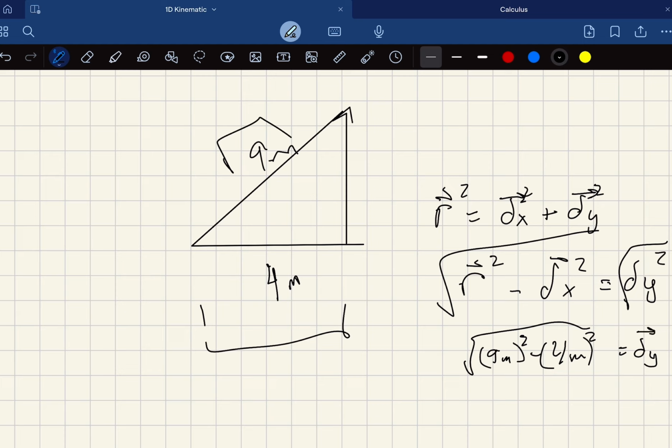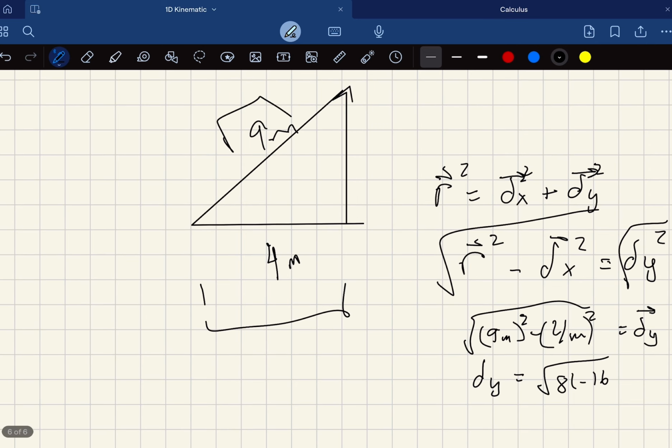So dy vector equals this right here, which is radical 81 minus 16, which is equal to 65. So dy equals radical 65.